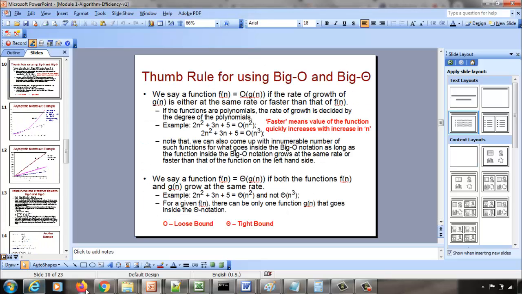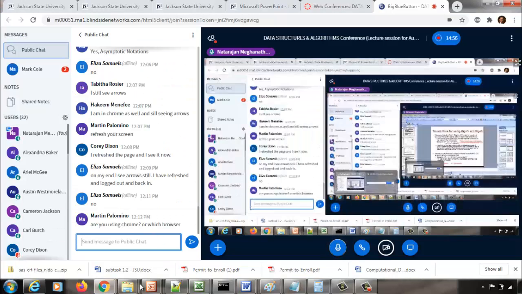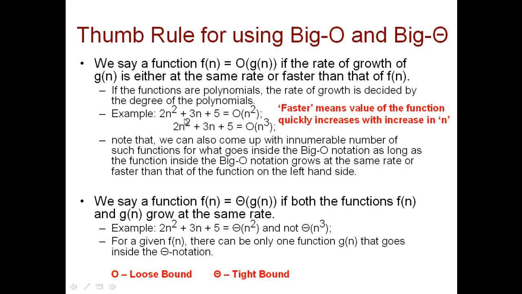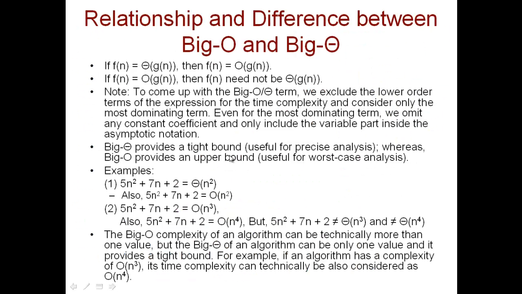So for big O, let me come back and see if somebody has any question. Okay, so for big O, it is a loose bound, so as long as the function that goes inside the big O notation has the same degree or a larger degree than the function on the left hand side, we can use the big O. So always think the big guy, the upper bound. For theta, it should be the same degree, same rate. Okay, so it looks like there is some relation between the two notations, and there is some difference also. So let us see what is the relation, what's the difference between the two notations.